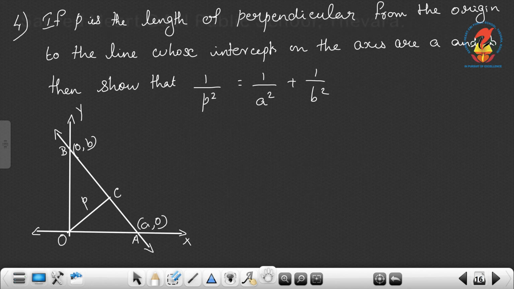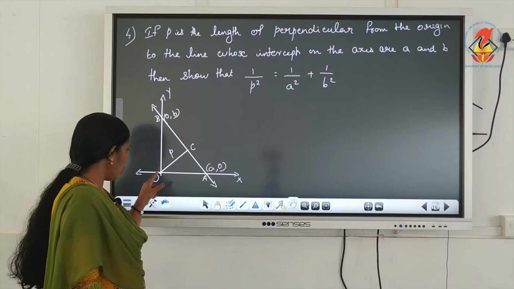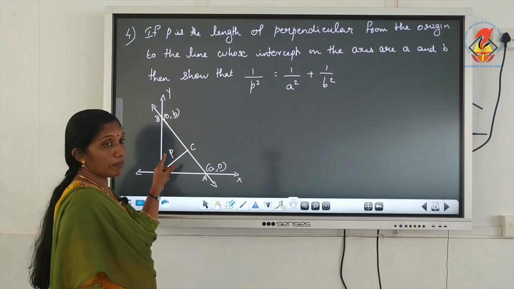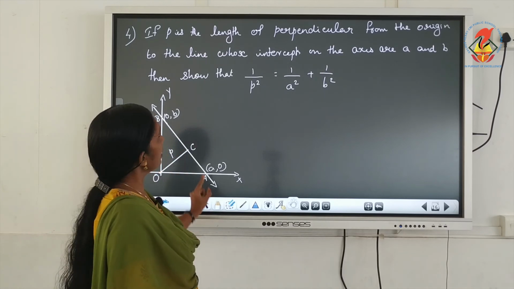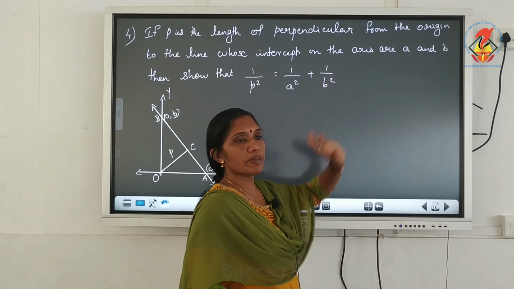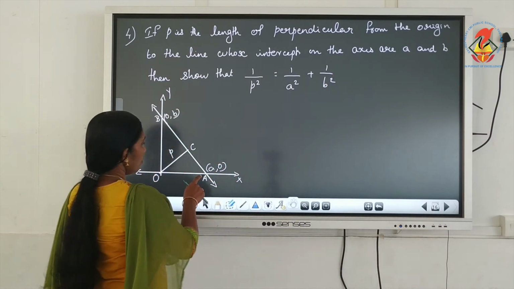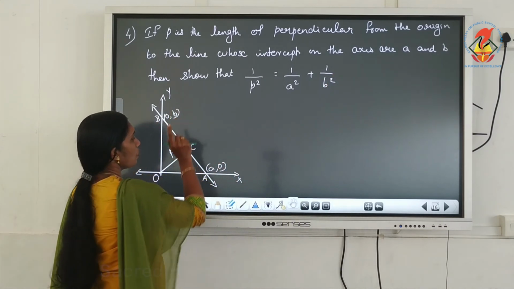The next one: if P is the length of the perpendicular from the origin to the line whose intercepts on the axes are A and B, then show that 1 by P square is equal to 1 by A square plus 1 by B square. So P is the length of the perpendicular from the origin to that line whose intercepts are A and B. So this point is A, 0, and B is 0, B.